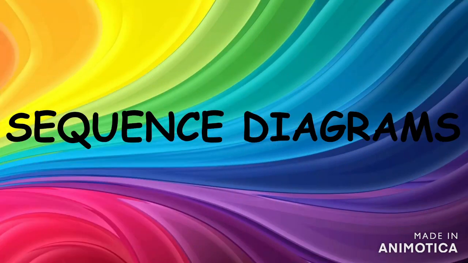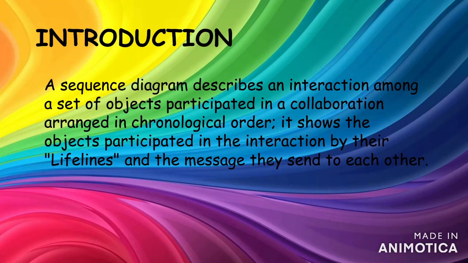Today we are going to talk about sequence diagrams. What is a sequence diagram? A sequence diagram describes an interaction among a set of objects participating in a collaboration, arranged in chronological order. It shows the objects participating in the interaction by their lifelines and the messages they send to each other.